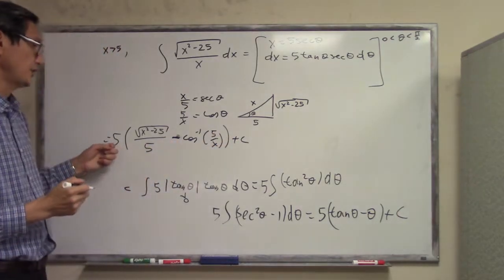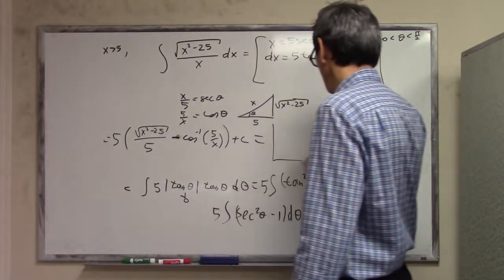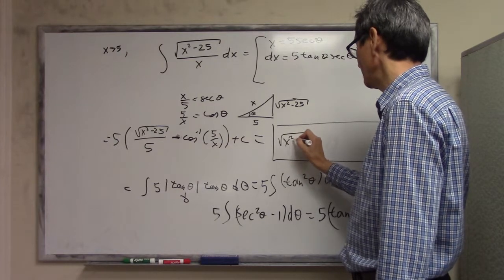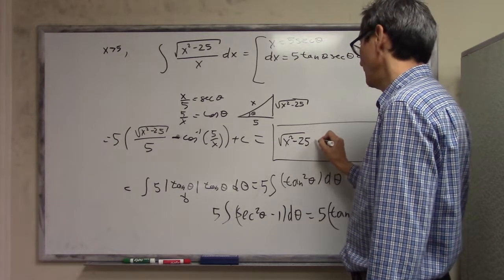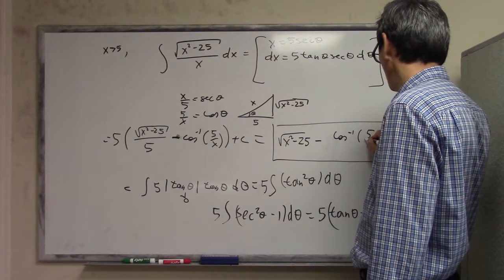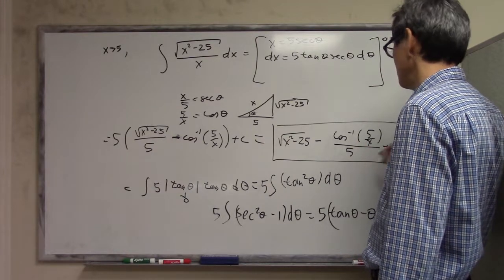Maybe simplify that expression a little bit by distributing 5 to both of them. So the final answer is going to look something like this: the square root of x squared minus 25 minus cosine inverse of 5 over x, all over 5, plus c.